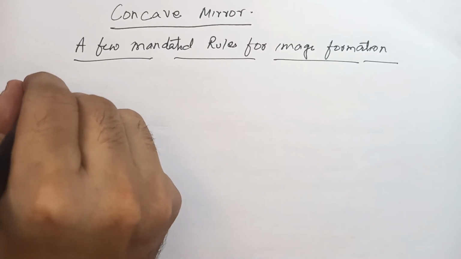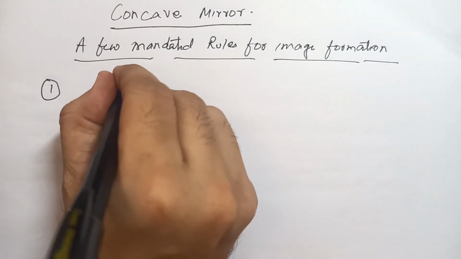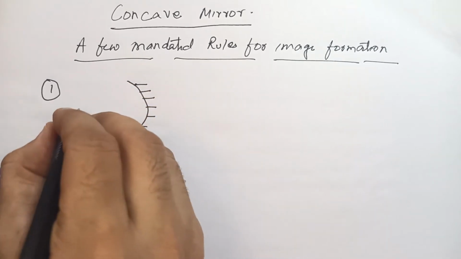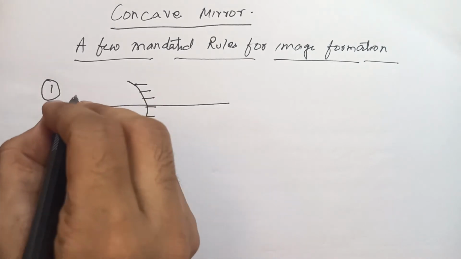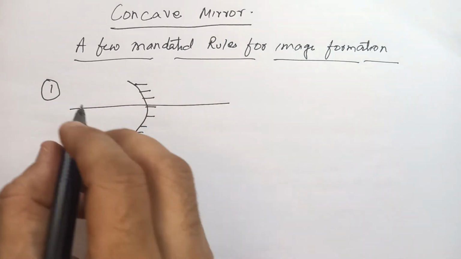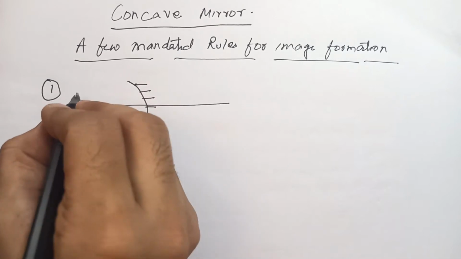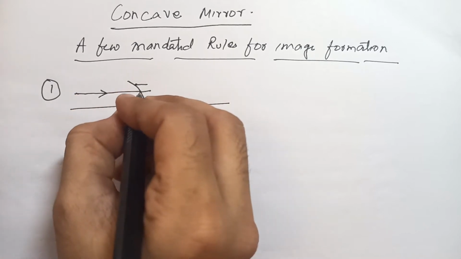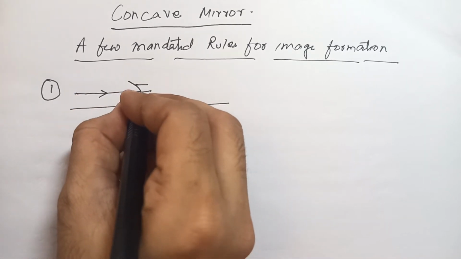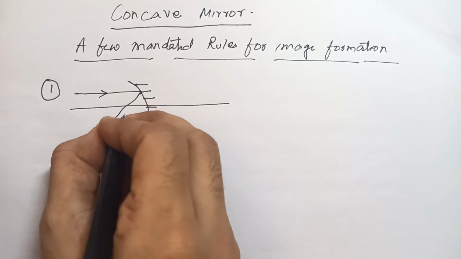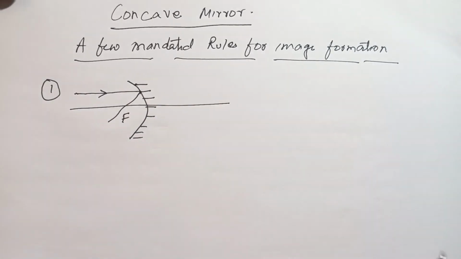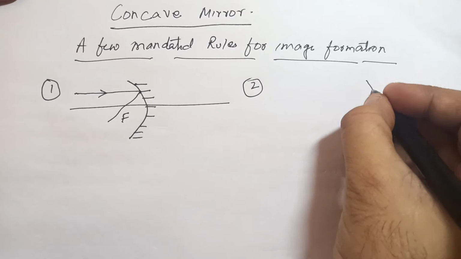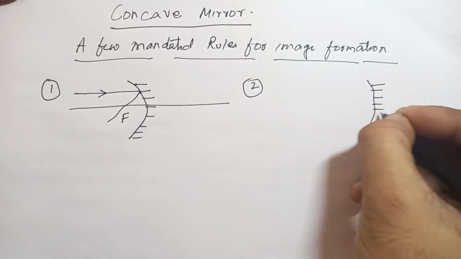Okay, the first rule is, let's say this is a concave mirror and this is the principal axis. If the light ray travels parallel to the principal axis, then it will hit the mirror and it will pass through focus. That's the first thing. The second rule is the reciprocal actually of this, what I said.